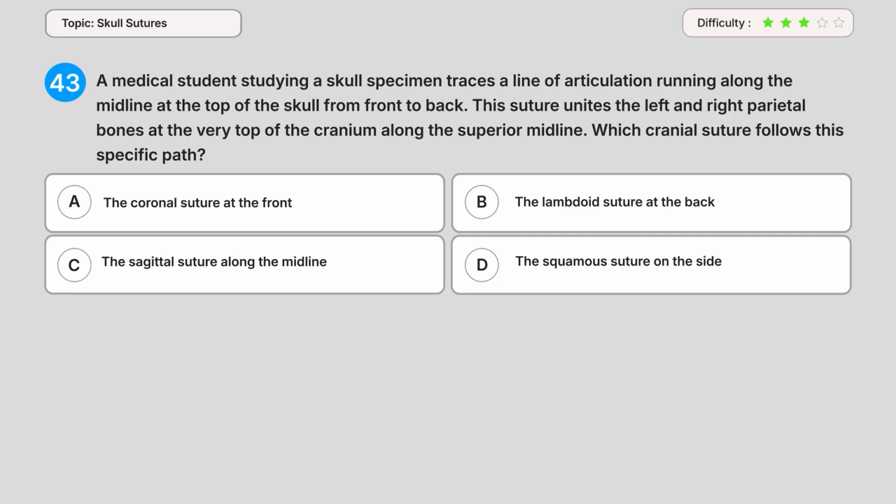A, the coronal suture at the front. B, the lambdoid suture at the back. C, the sagittal suture along the midline. D, the squamous suture on the side. Do you know the answer?